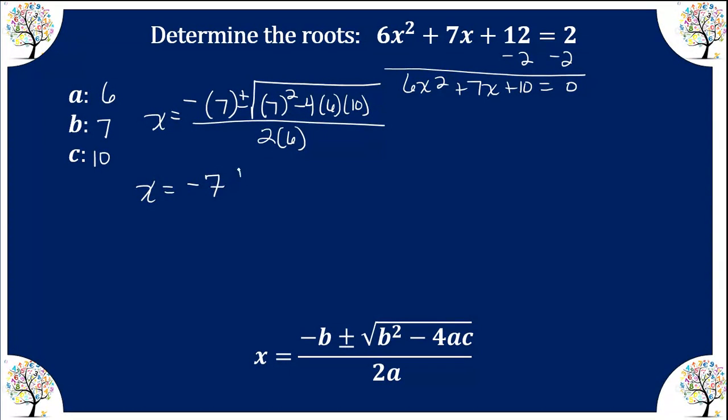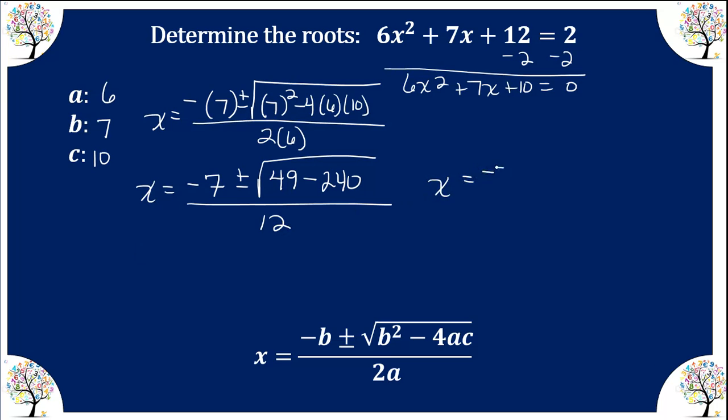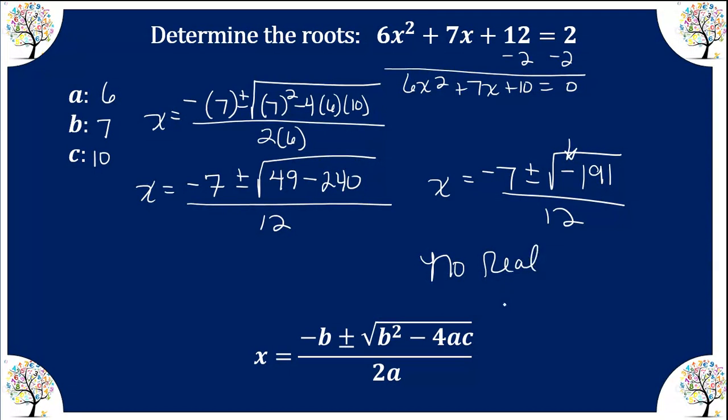Let's clean this up. Square the b, identify the operator, and 4 times 6 is 24, times 10 is 240, all over 12. Negative 7 plus or minus, and when I subtract this out, I'm going to get a negative radicand, and so that's going to be negative 1, looks like 191 over 12. Now, because I have a negative radicand, I'm going to have no real solutions. We cannot have a negative radicand. This quadratic is not going to cross the x-axis.